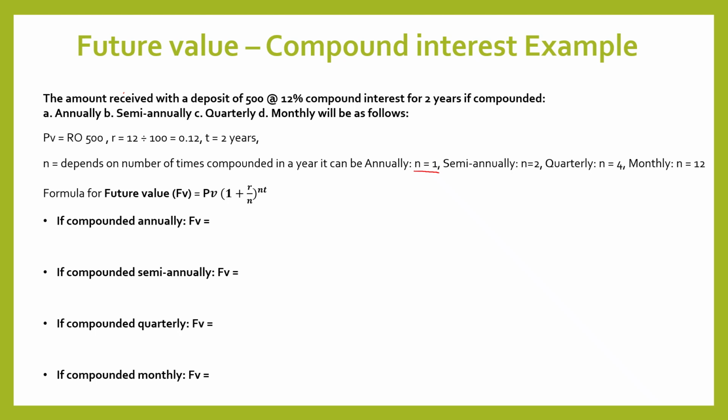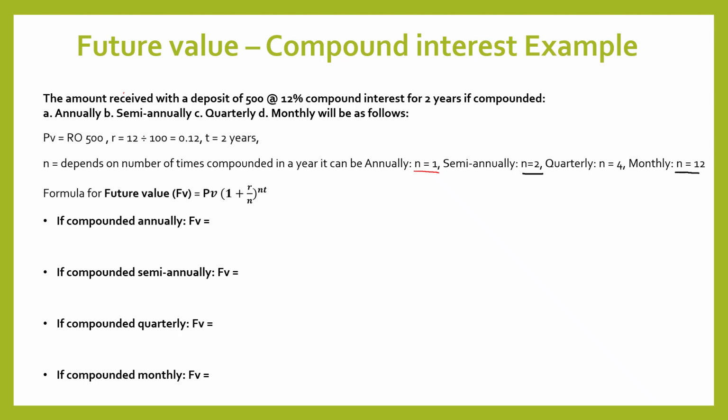If the interest is compounded semi-annually, means half yearly, then n will be 2. When the interest is compounded quarterly, means every 3 months, so 3 plus 3 is 6, plus 3 is 9, plus 3 is 12, so 4 times in a year, n will be 4. And if the interest is compounded monthly, then n will be 12, which means in 1 year we have 12 months.